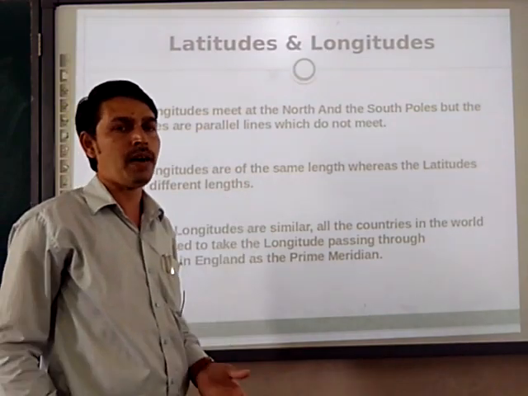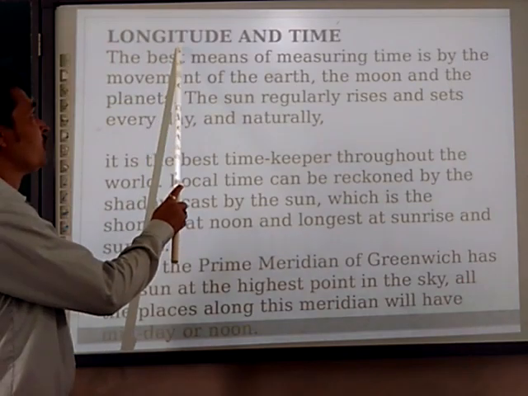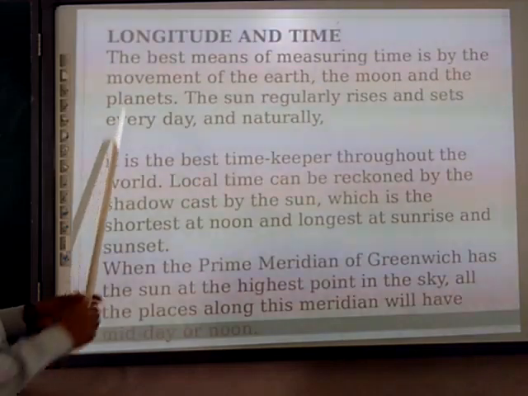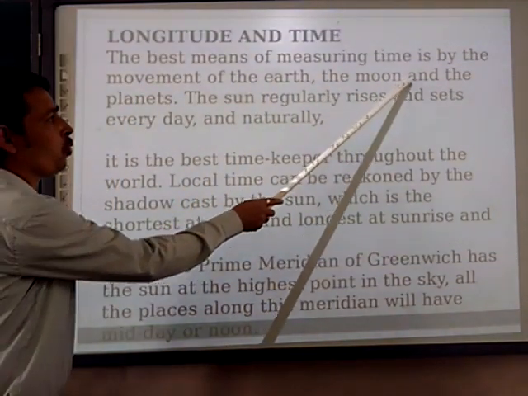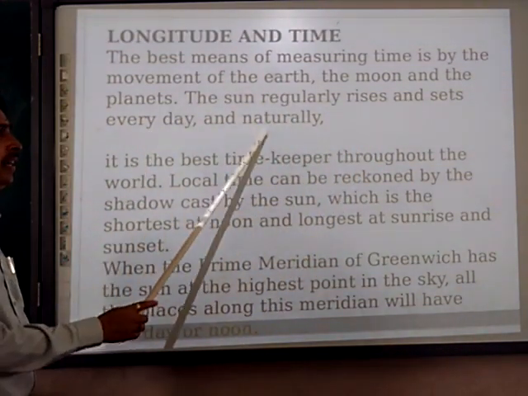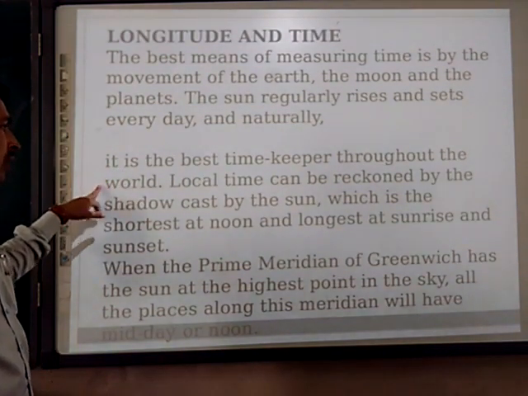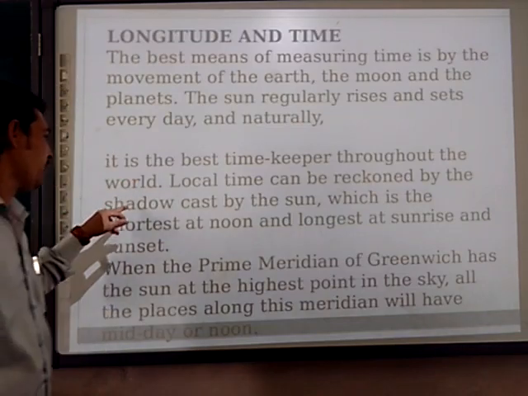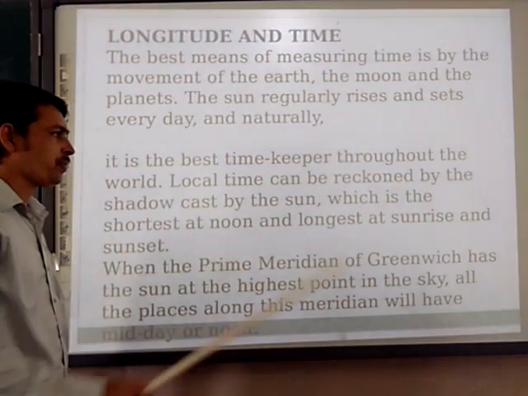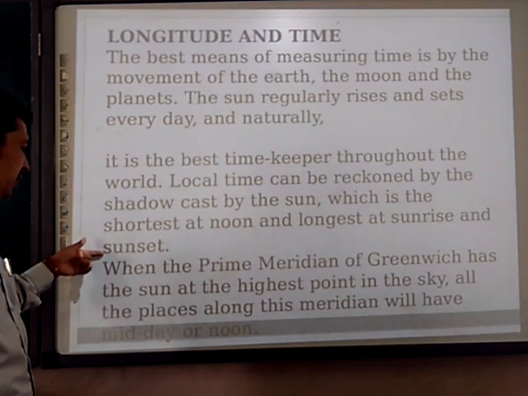Next, moving towards our textual language. First, longitudes and time. The best means of measuring time is by the movement of the earth, the moon and the planets. The sun regularly rises and sets every day, so it is the best timekeeper throughout the world. Local time used to be noted by the shadow cast by the sun, which was an old tradition. The shadow is the shortest at noon and the longest at sunrise and sunset.